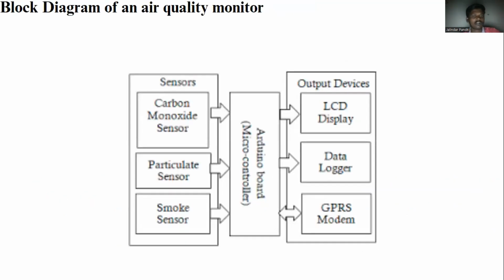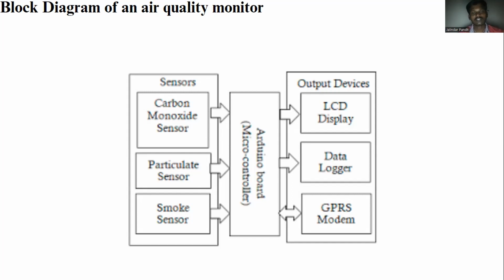This is the block diagram of the air quality monitor. Carbon monoxide is invisible to the human senses, but carbon monoxide can be detected by changes in color or electrical resistance. Now the smoke sensor has two ionization chambers, one open to the air and a reference chamber that does not allow the entry of particles.